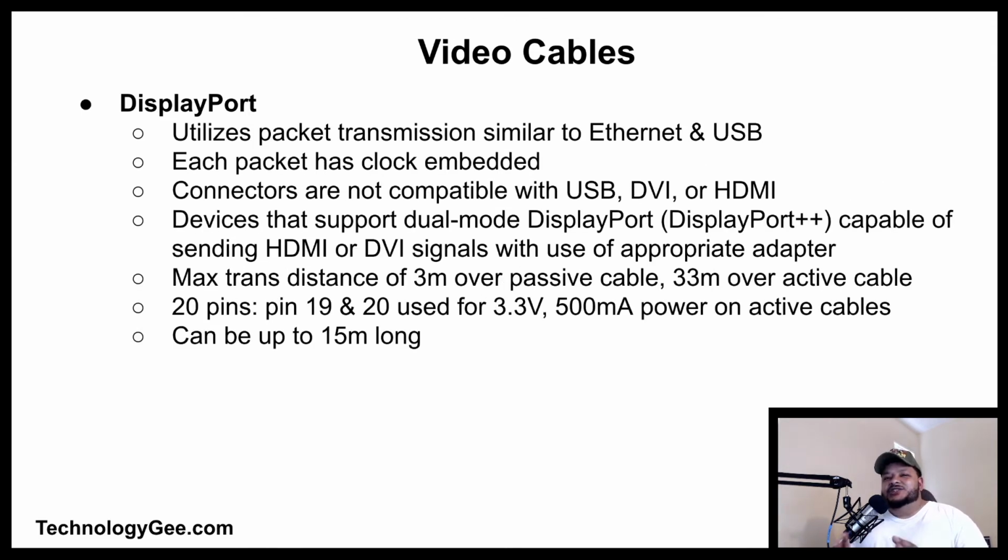DisplayPort utilizes packet transmissions similar to Ethernet and USB. Each packet transmitted has the clock embedded, whereas DVI and HDMI utilize a separate clocking signal. DisplayPort connectors are not compatible with USB, DVI, or HDMI. However, devices that support dual mode DisplayPort technology are capable of sending HDMI or DVI signals with the use of the appropriate adapter. DisplayPort offers a maximum transmission distance of 3 meters over passive cable, and in theory up to 33 meters over active cable.